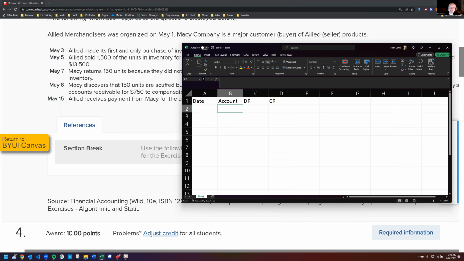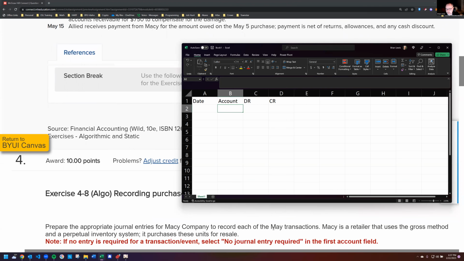We really don't care about that side of the coin. We don't want to worry about heads. We want to worry about tails, okay? And so we want to make sure we just focus on Macy Company, any journal entries that they have to make as part of all these journal entries. And might be in some cases where people get tripped up, is to focus on Macy, not on Allied, just Macy. Okay, so record each of the transactions.